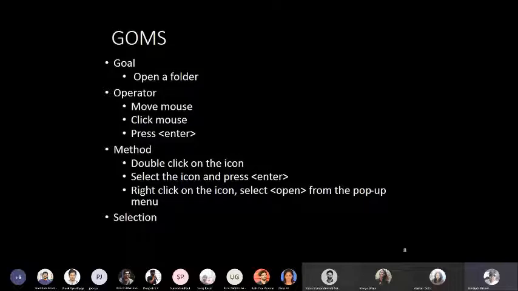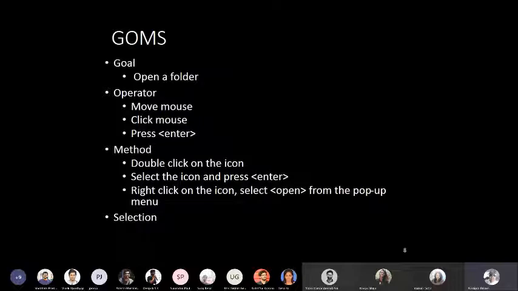So for example, think about your Windows interface. So say we want to open a folder. So that will be our goal. Then we have a set of operators available to us, like we can move the mouse cursor, we can click the mouse, and then of course we can press any key.